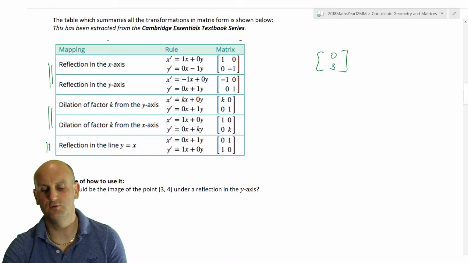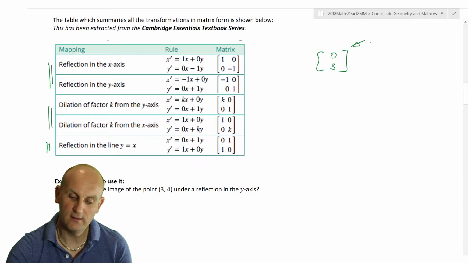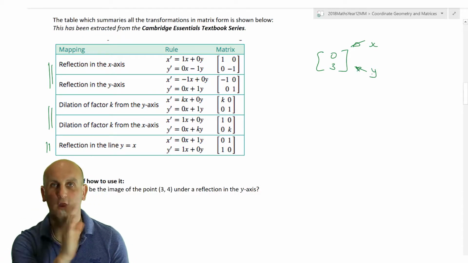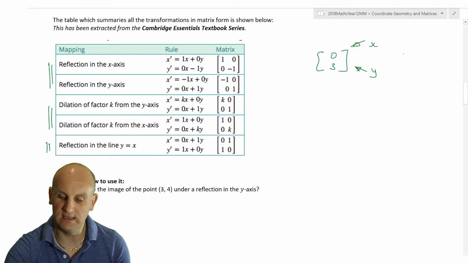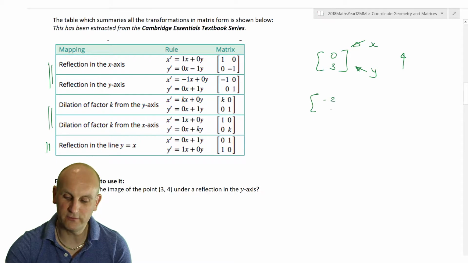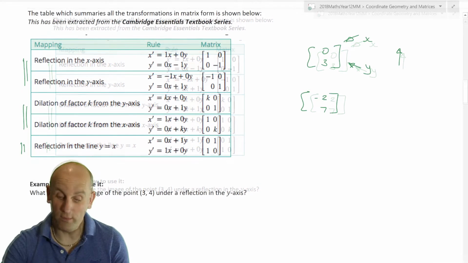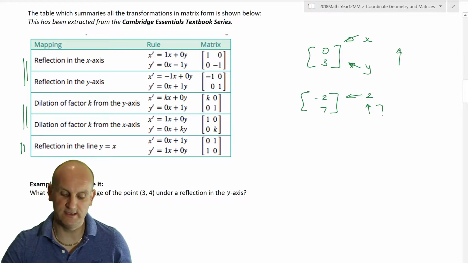2 by 1 matrices, which suggests here when I have an x and a y that it's going to be moved no x's that way, but it's going to be moved 3 y's up. So that's actually a vertical translation of plus 3. If I had this as minus 2, 7, for example, what that would mean is 2 that way and 7 up. So we can combine all of these together.